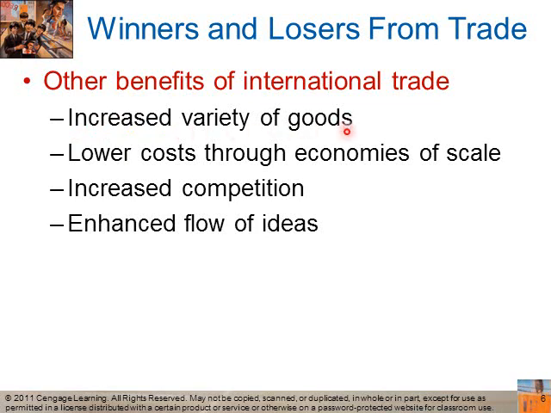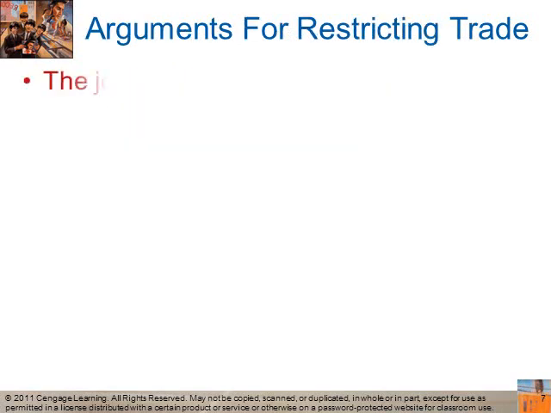There is an increase in the variety of goods. So now you have more possibilities for the consumers. Lower cost through economies of scale. Since the exporting country has a larger resource base, and is selling to more consumers, consequently it will have economies of scale, which is better for whoever gets the benefit of these economies of scale. There's more competition.